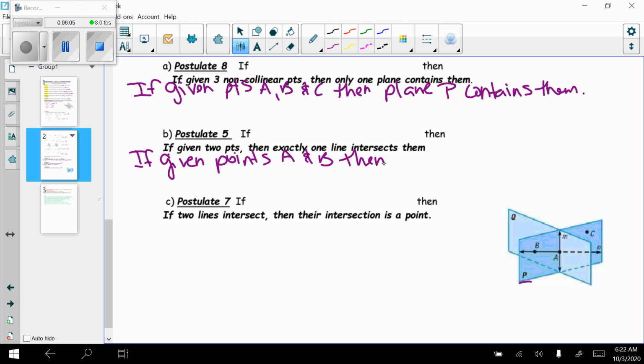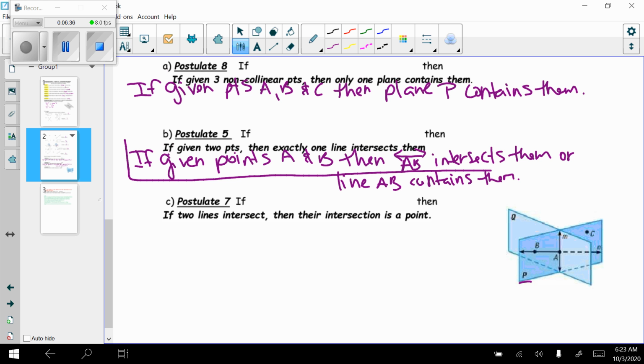then line AB intersects them. Or I could say line AB contains them. Remember that our postulate 5 said if given 2 points, then exactly one line intersects them. So that's why I did that top one. Okay? But if you tell me that line AB contained them, that would be fine as well. Okay?